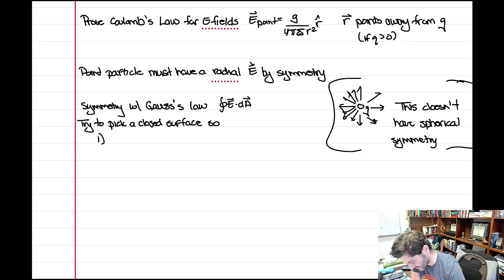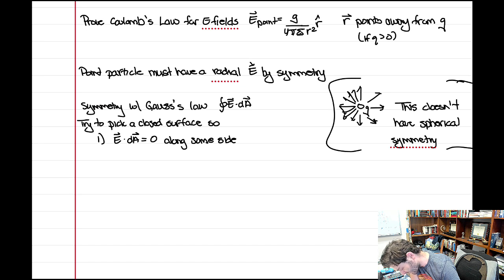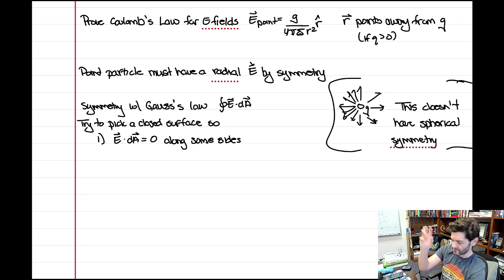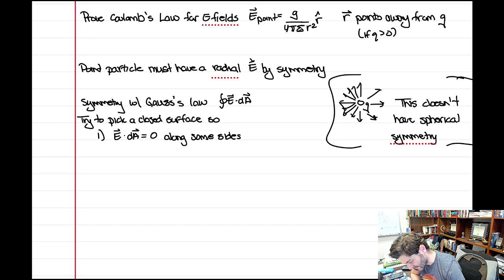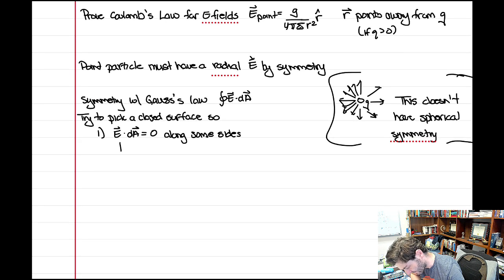Try to pick a closed surface so that as you look at the different sides of the surface, E dot dA equals 0 along some sides of the surface. Again, think of a cube. Pick the right cube and orient and rotate it such that maybe the flux is 0 through some of the sides. Which again, when is the dot product 0? That's when the electric field is perpendicular to the area.